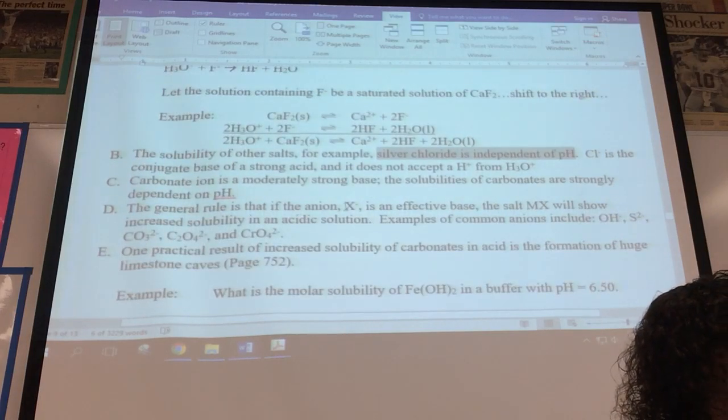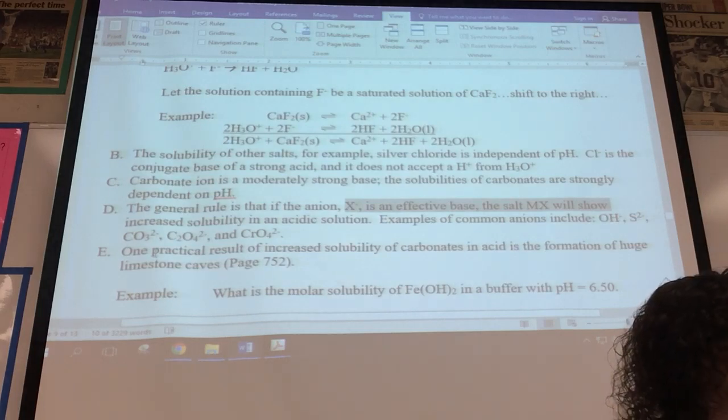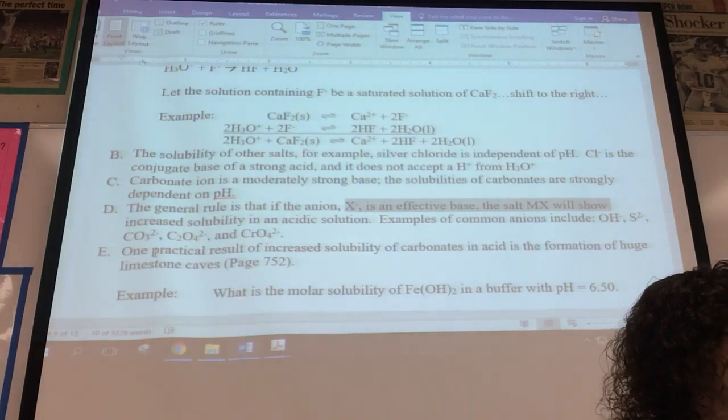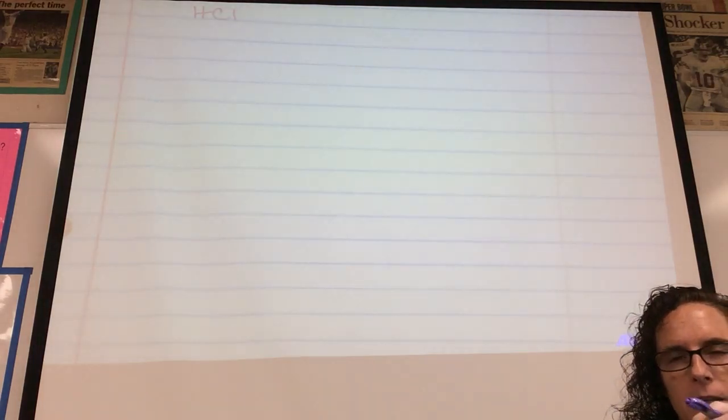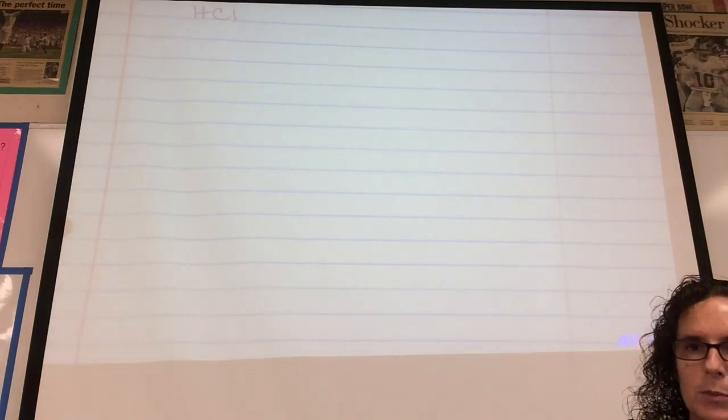However, typically what you're looking for, the general rule, is if the anion is an effective base, the salt will show increased solubility. Examples of common ions include hydroxide ion, sulfide ion, carbonate ion, oxalate ion, and chromate ion, although the most common ones you would see would be hydroxide, sulfide, and carbonate. Does MX mean salt? Yep. It's just the metallic cation and X for the anion. You already know it, but you may not be putting the pieces together.